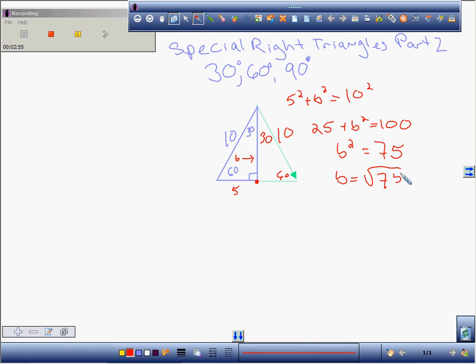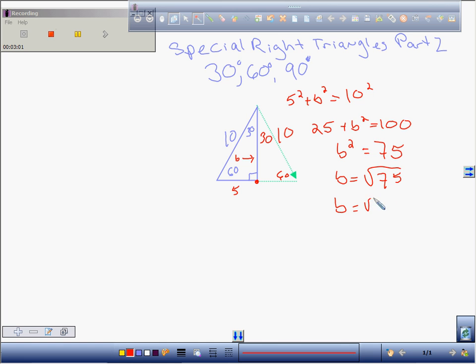And then I want to simplify that. What perfect square is in 75? 25. So that can be written as 25 times the square root of 3. And what is the square root of 25? 5 times the square root of 3. Okay? So this is 5 root 3 over here. Got that? Yes? No? Maybe?